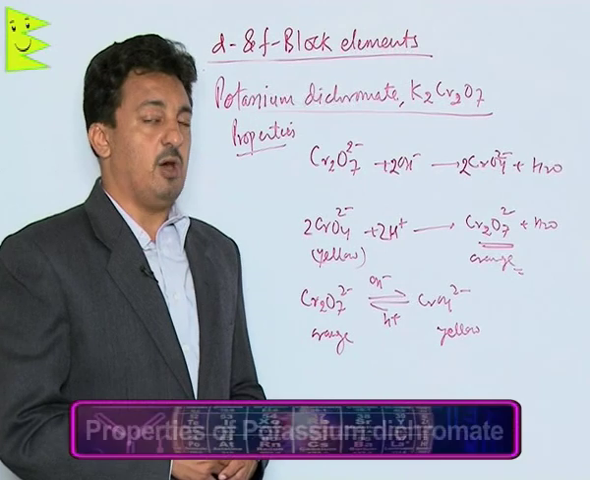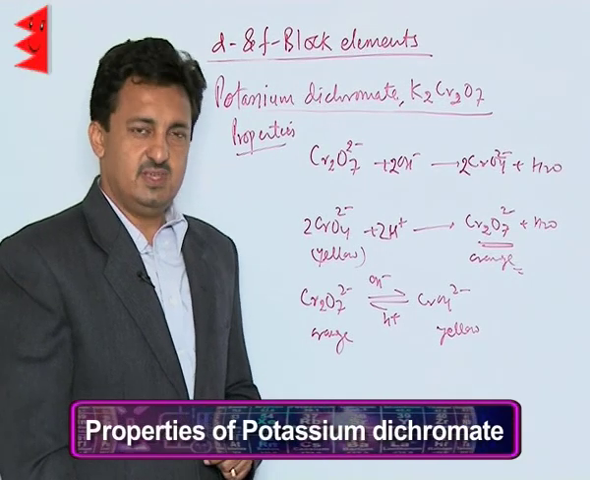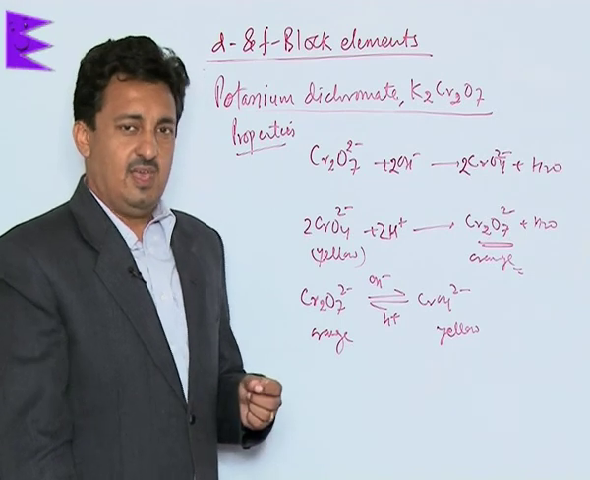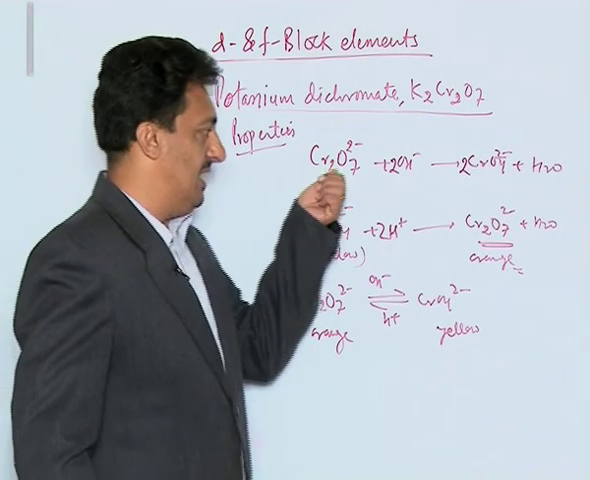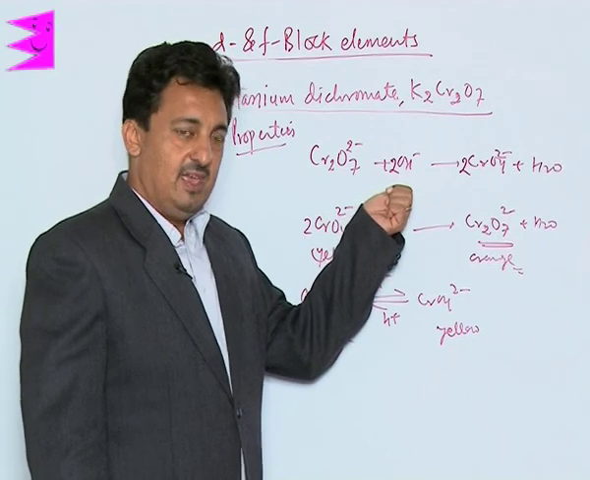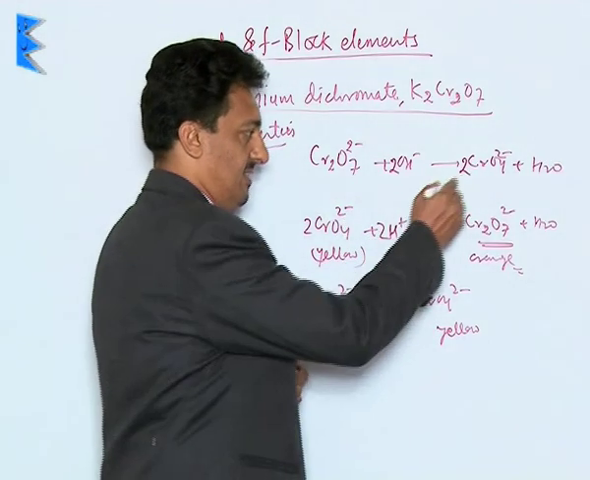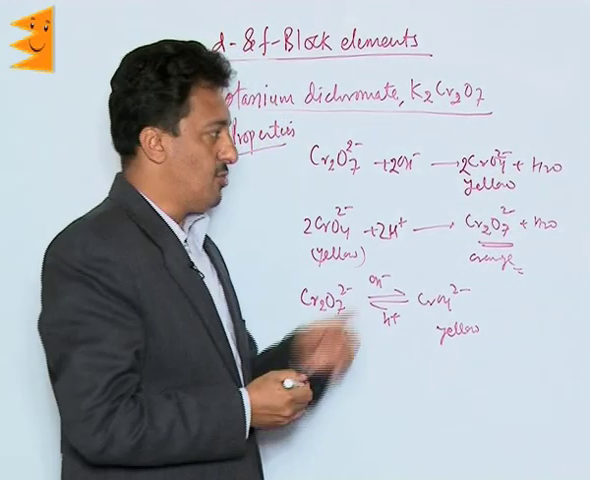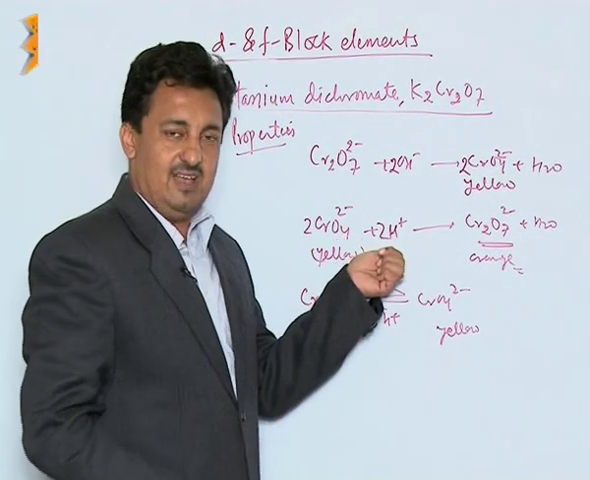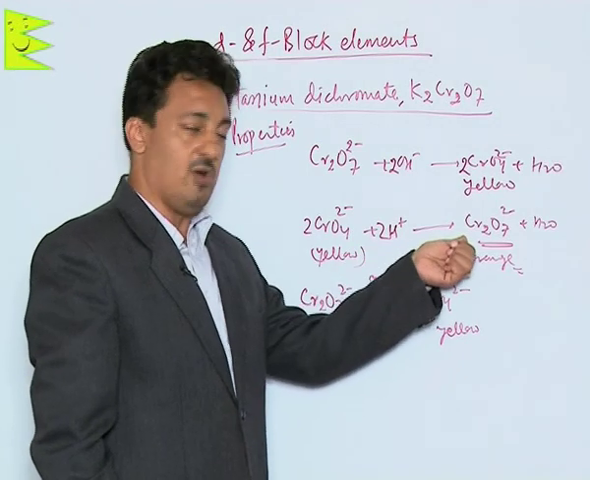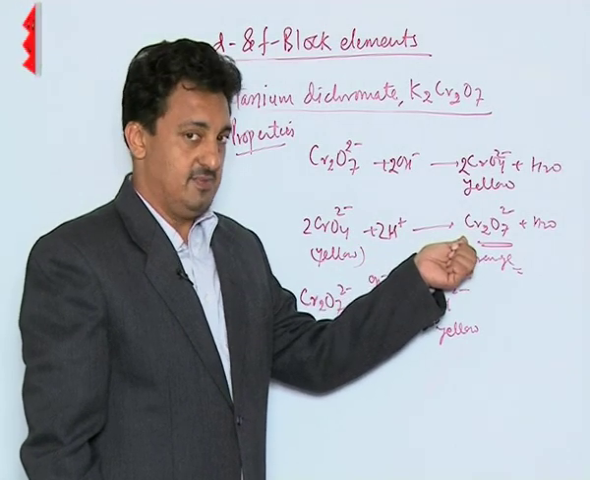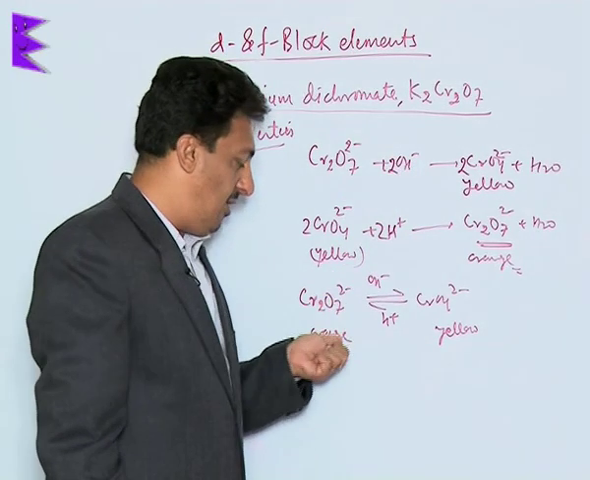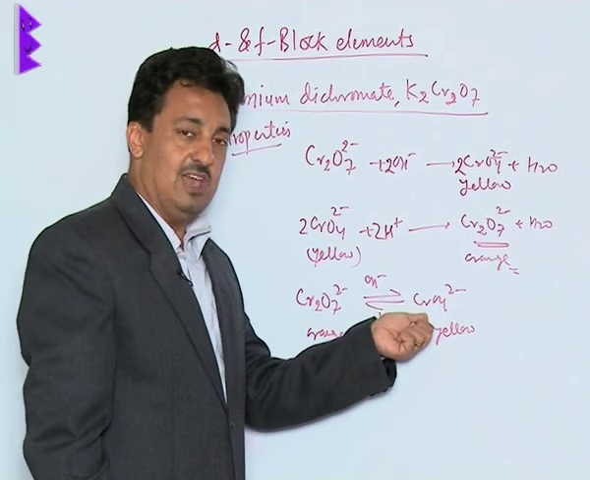Now let us study the properties of potassium dichromate. It's an orange red or brick red colored crystalline solid, and when this dichromate ion is exposed to a basic medium, it changes to yellow colored chromate ion. Now this yellow colored chromate ion solution, when treated with an acid like sulfuric acid, again changes to orange colored dichromate ion. So these two reactions show that the orange colored dichromate is interconvertible with the yellow colored chromate ion.